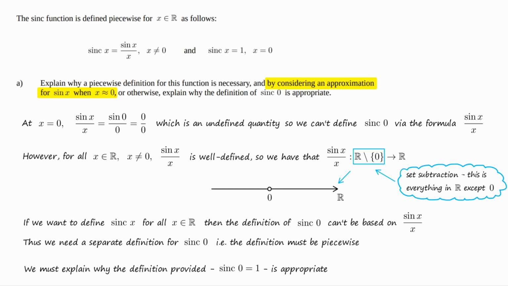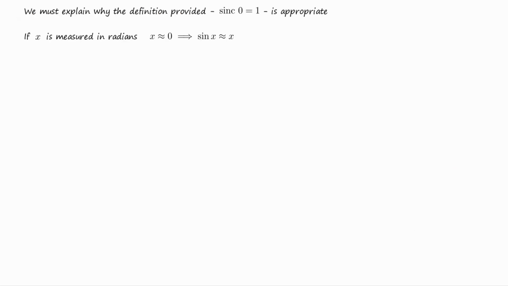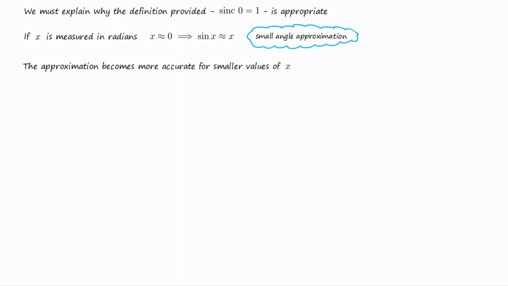And the question suggests that we do that by considering an approximation for sin x when x is close to 0. Well, there's a well-known approximation for sin x, and that is that if x is close to 0, then sin x is close to x, as long as x is measured in radians. And that is usually called the small angle approximation. And this approximation becomes more accurate as x gets smaller, i.e. as x tends to 0.